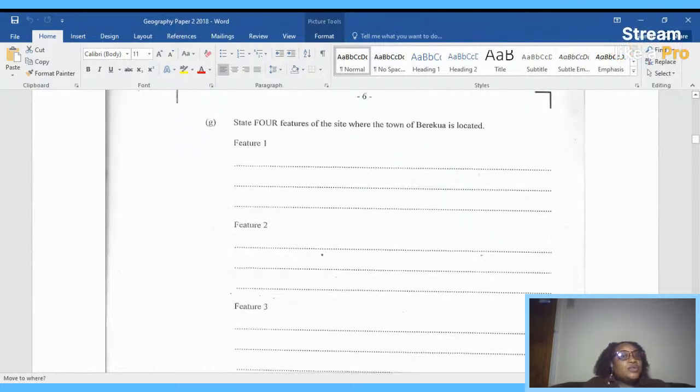So the question is asking you to state four features of the site where the town of Burica is located. I'm going to pull up the map now, and remember the question: four features of the site. When I pull up the map, you look at where the town is and identify some features or characteristics of the site where it is located. In other words, what would have attracted the development of that site there? Are you all following with me?